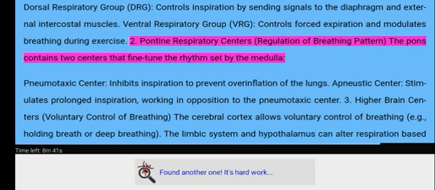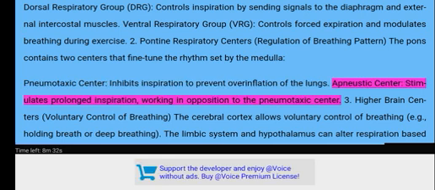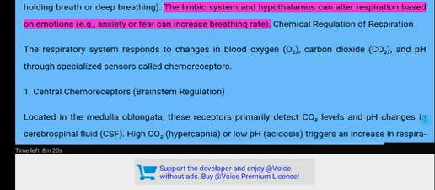2. Pontine respiratory centers, regulation of breathing pattern. The pons contains two centers that fine-tune the rhythm set by the medulla. Pneumotaxic center, inhibits inspiration to prevent overinflation of the lungs. Apneustic center, stimulates prolonged inspiration, working in opposition to the pneumotaxic center. 3. Higher brain centers, voluntary control of breathing. The cerebral cortex allows voluntary control of breathing, e.g., holding breath or deep breathing. The limbic system and hypothalamus can alter respiration based on emotions, e.g., anxiety or fear can increase breathing rate.